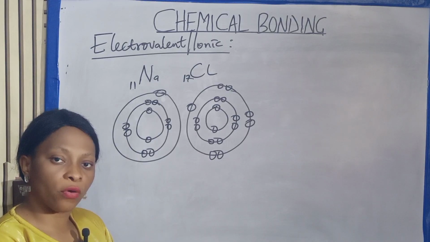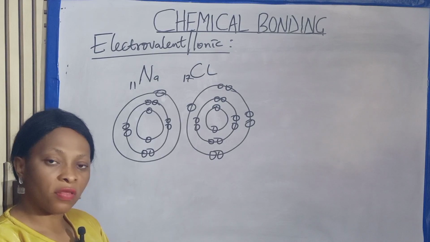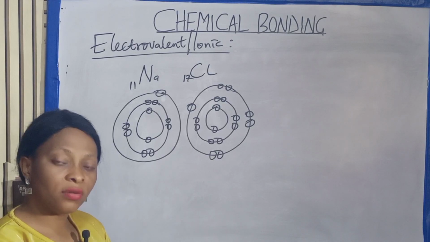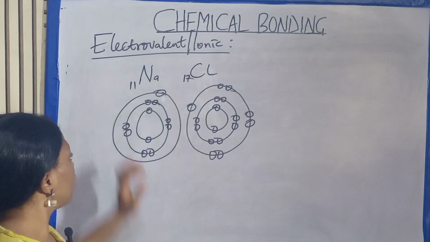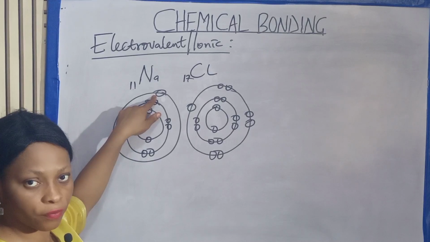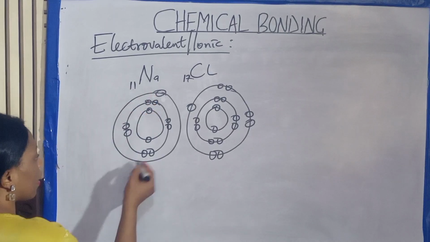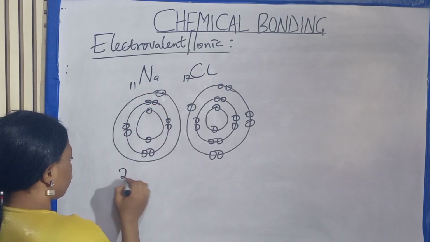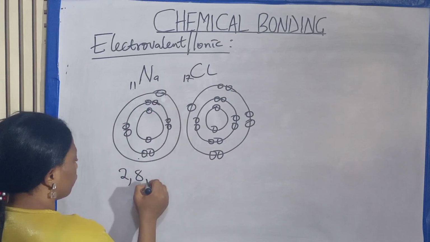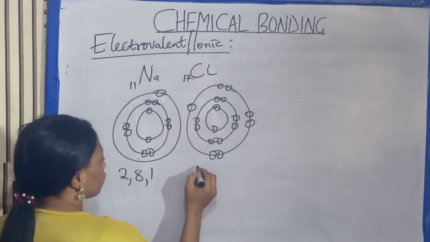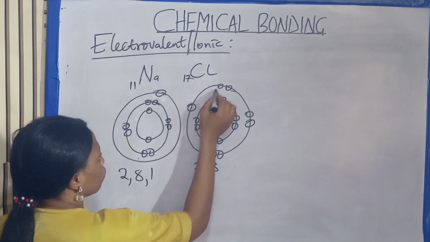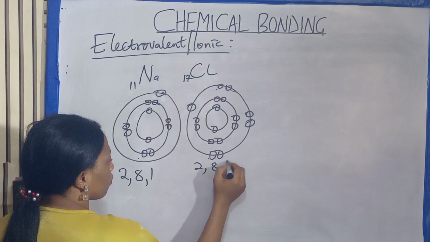Remember, elements bond for stability. Until they bond, they cannot react. So, in order to be stable, it has to give out this 1 electron. Now, if we count this, sodium will be 2, 8 and 1. Chlorine will be 2, 8, 7.